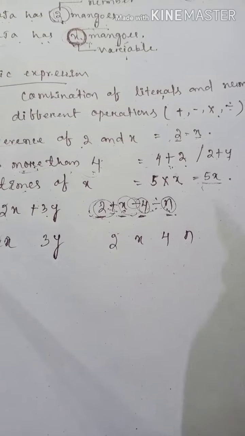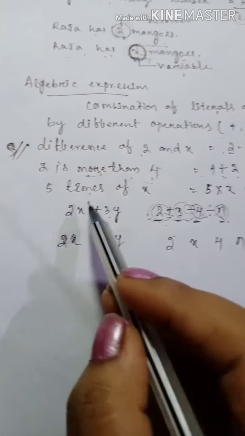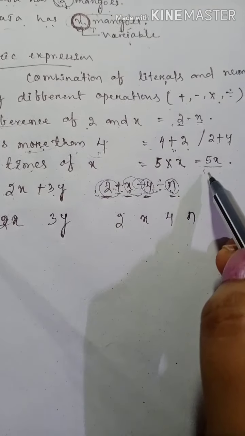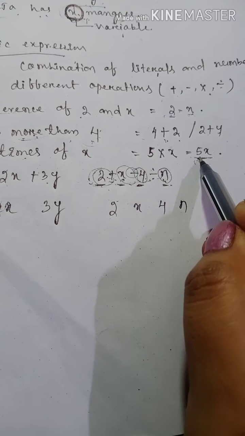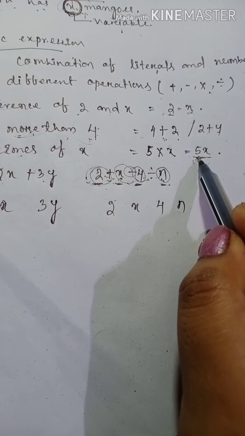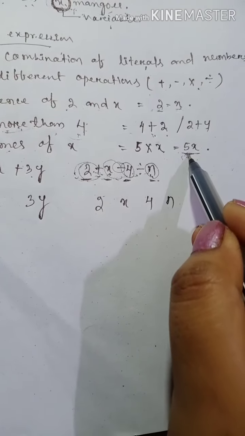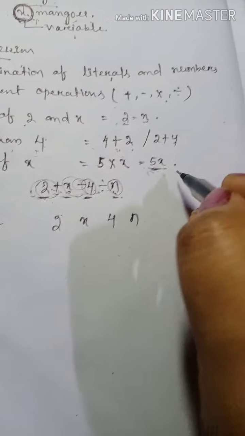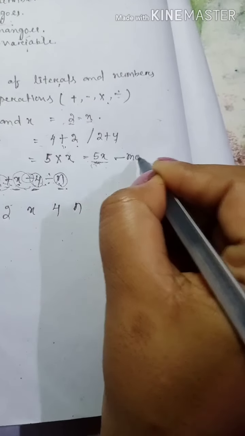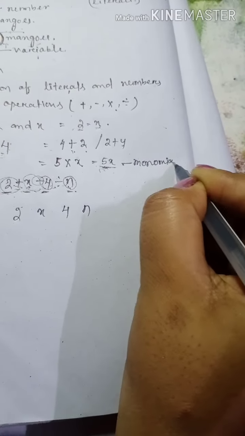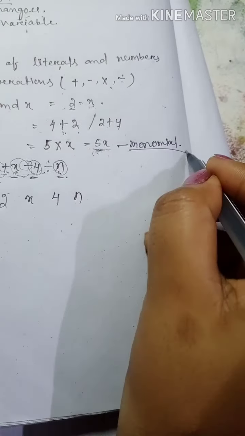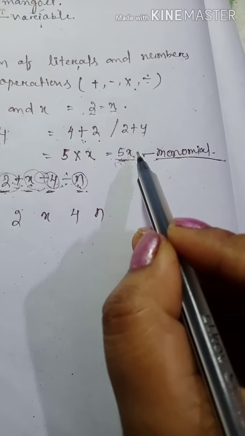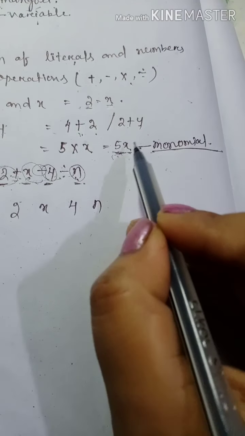Next we have to tell: the algebraic expression which has one term, like here 5x. Again I am telling, the algebraic expression which has one term is known as a monomial. What is it called? Monomial. Okay, monomial.